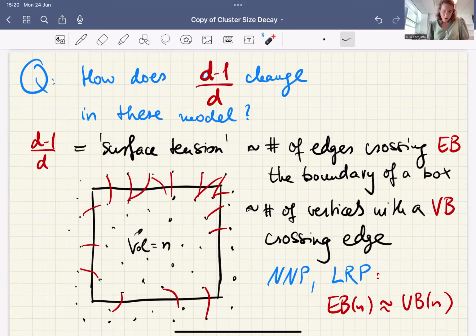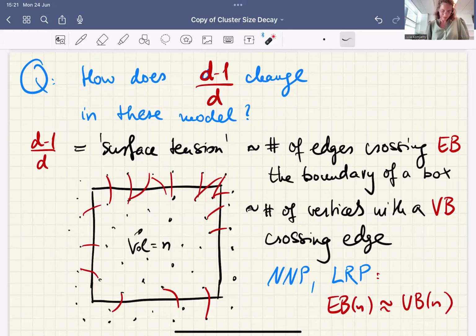Okay, so the question is, where does this exponent (d minus one) over d really come from for percolation, and how does it change in these inhomogeneous models? The intuitive idea behind (d minus one) over d is called surface tension. This comes from physics. When you have a ball of water, a drop of water, the surface area scales with exponent (d minus one) over d.